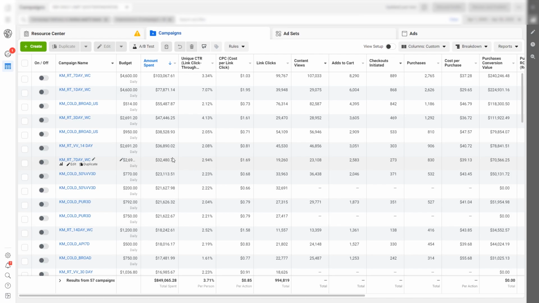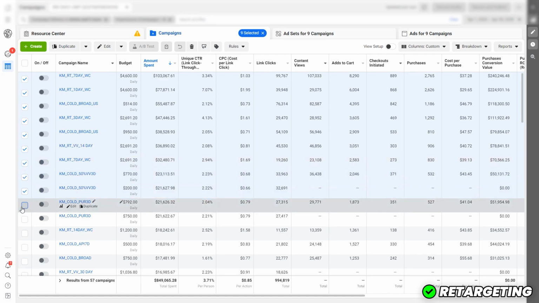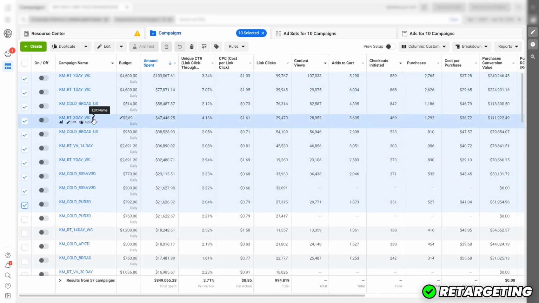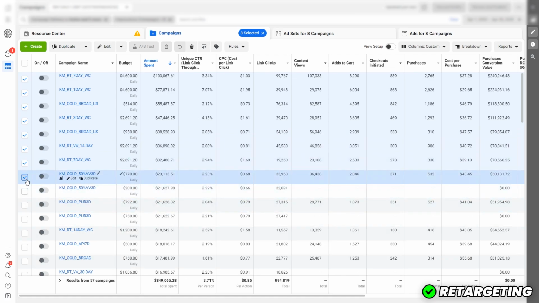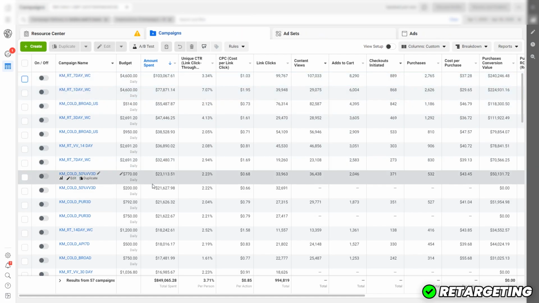The very first thing I do when I'm scaling is start experimenting with retargeting, and retargeting is huge for me. You can see that most of the highest spending campaigns are retargeting campaigns. So let's take a look at the top 10. 1, 2, 3, 4, 5, 6, 7, 8, 9, 10. We have 5 retargeting campaigns, so 50% of the top 10 campaigns are literally retargeting.